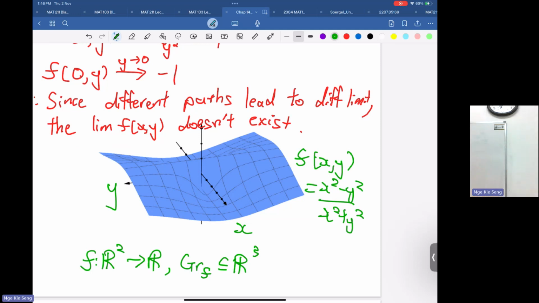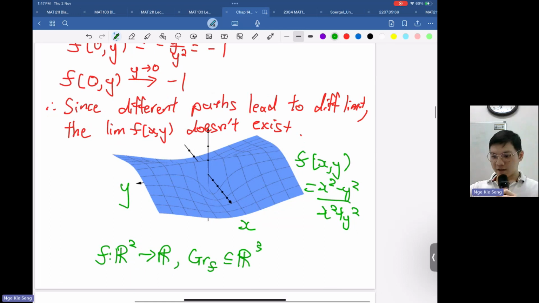You should imagine yourself, when I take the limit, walking along the surface, approaching which point? The origin. Wait, let me find a better picture for you. Maybe this picture will be misleading.